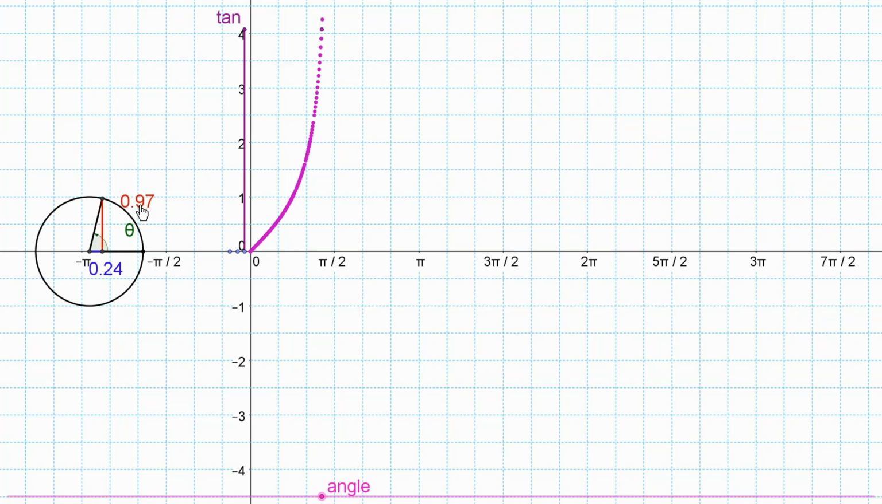Because this is now 0.97. It's about 4 times as much as that. In theory, tangent can go up as high as you want as it gets higher and higher and higher here. So somewhere there now I've got 0.99 and 0.11. It's 9 times that. The tangent ratio is 9.